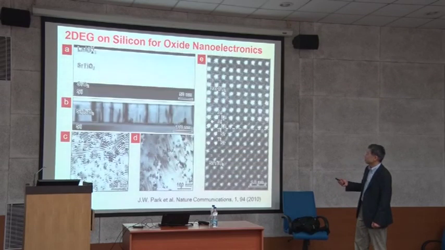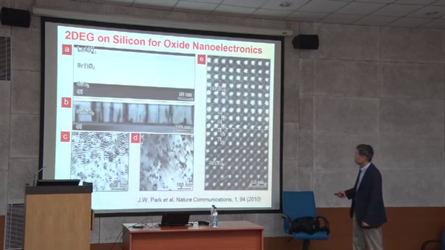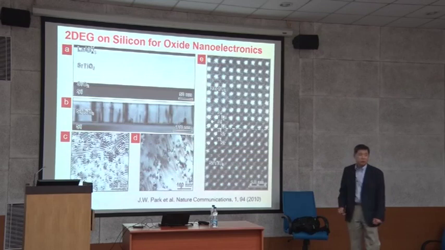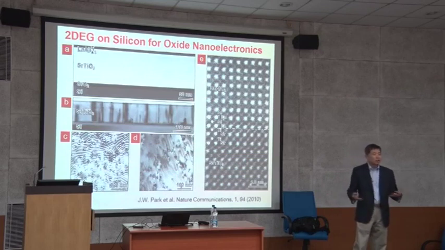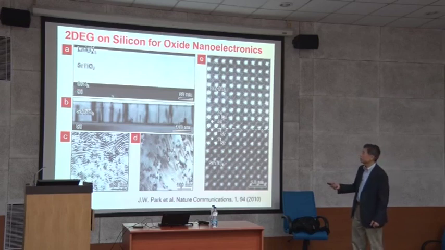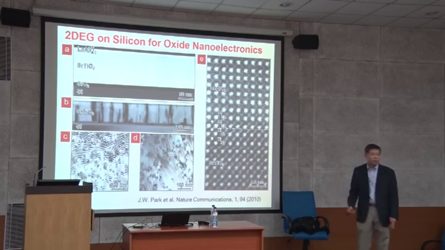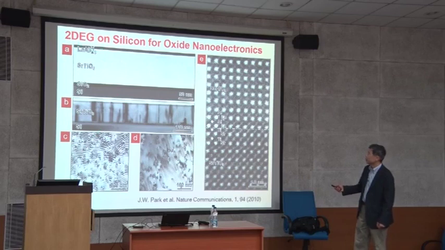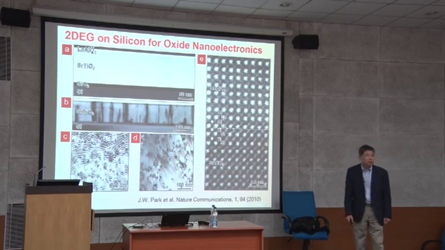And then the more interesting thing is we are able to integrate this 2D electron gas on silicon. So this is a silicon wafer, and then we grow strontium titanate. This is grown by MBE. Then we grow LAO on top, and clearly we have some dislocations because the strontium titanate layer is very thick.